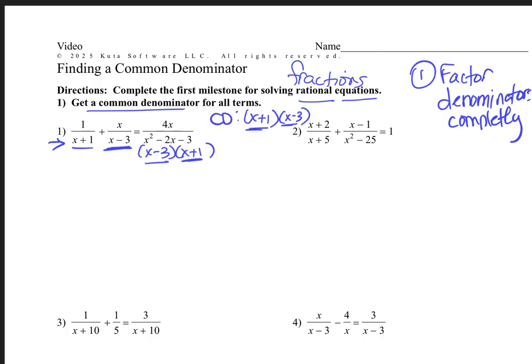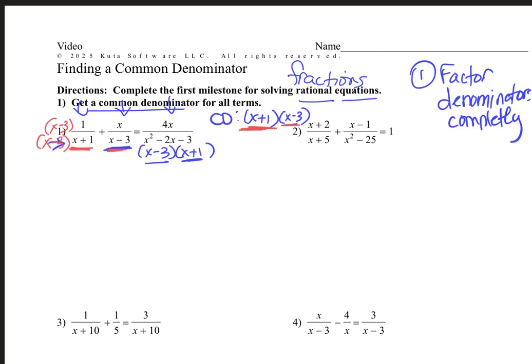Then what we do is we multiply the top and the bottom of each fraction. We have the 3 fractions here, and we multiply the top and the bottom by what it's missing from the common denominator. So this one has an x plus 1, so it does not need an x plus 1. Excuse me. This one needs the x minus 3, so I multiply the top and the bottom by the x minus 3.